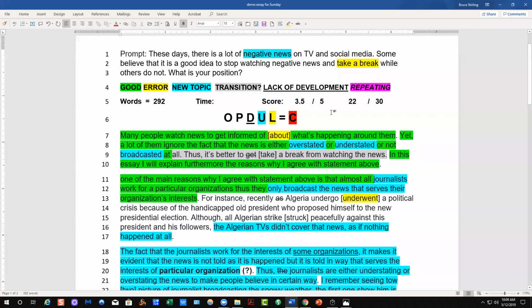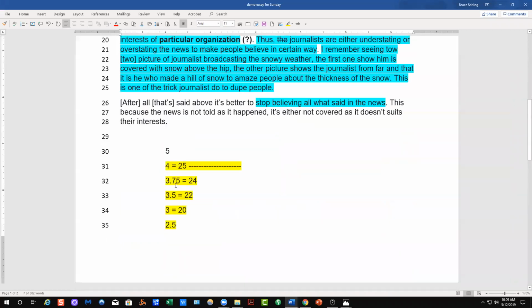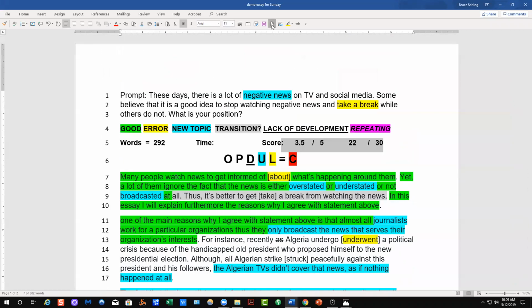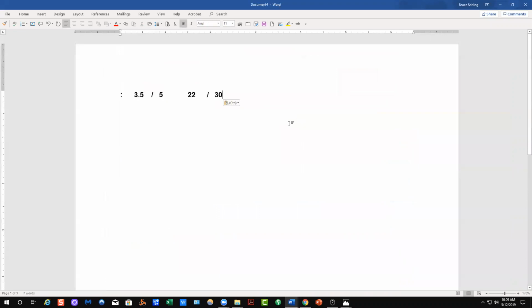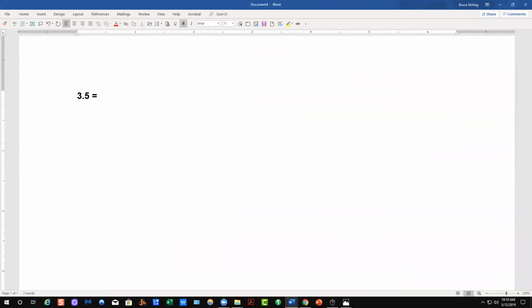Interesting, right? So now I'll tell you something else. Okay. Now this is a Bruce trick. So this student got what? 3.5, right? What's 3.5? 3.5 is 22. Okay. So it's 22 out of 30. Now, how does that translate to a final TOEFL score?